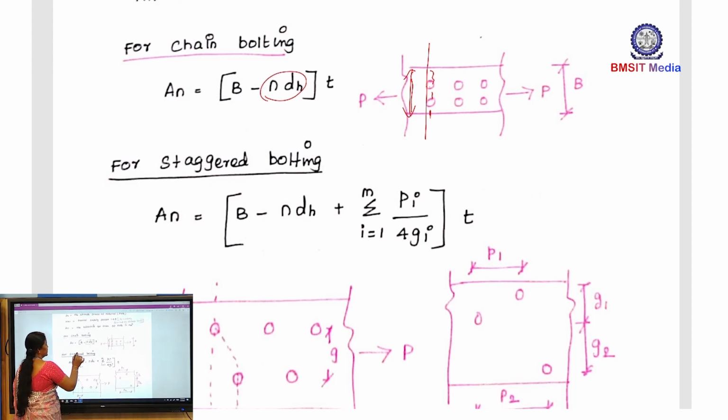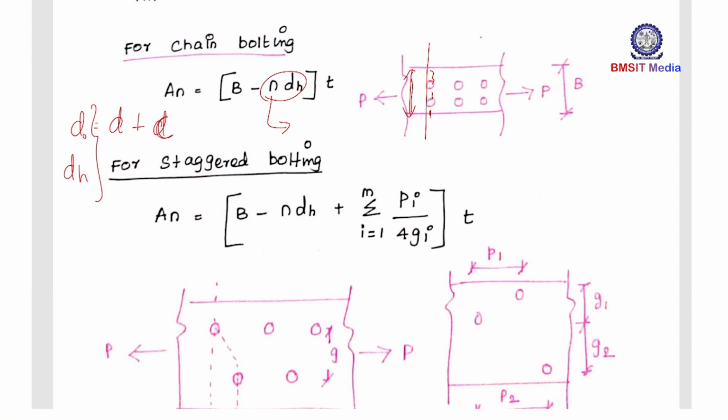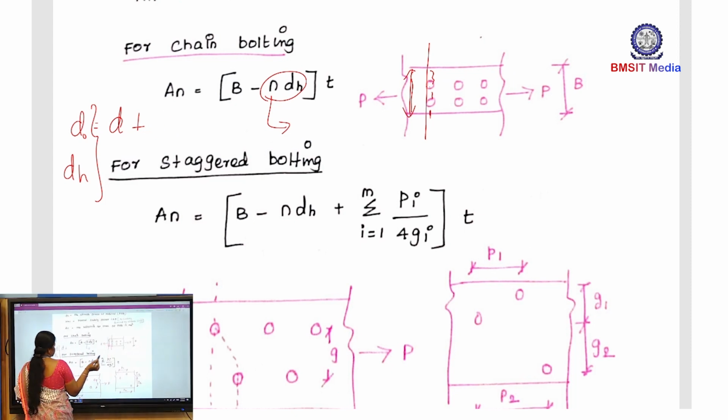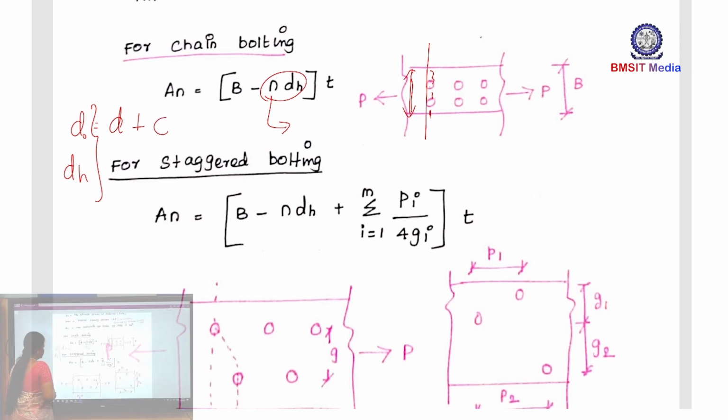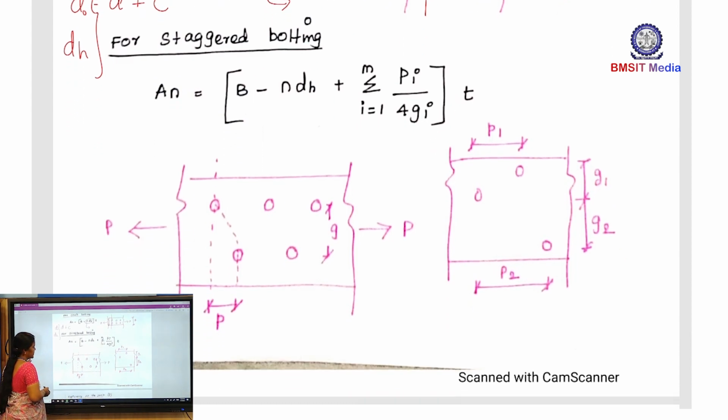What is N? N means number of bolts. DH equal to diameter of the hole, otherwise we can write D naught. Both the symbols are equal, D naught or DH, both are equal only. So, it is D plus clearance. Up to 24 diameter, the clearance is 2 mm. This is the clearance.